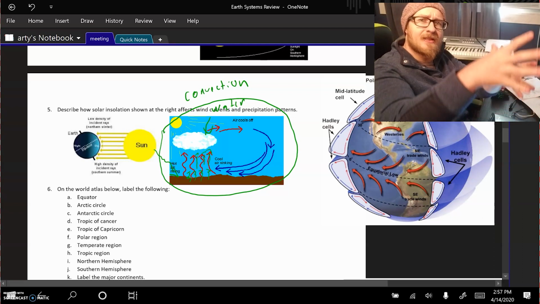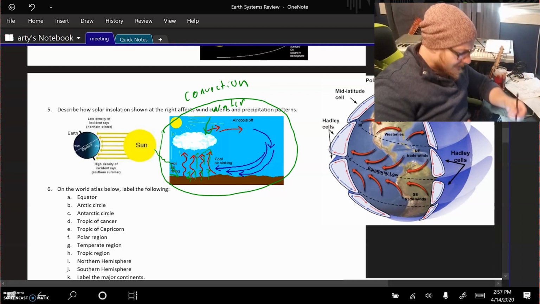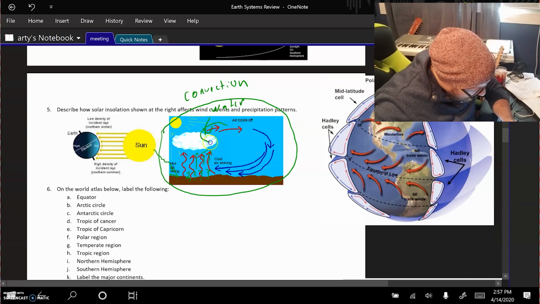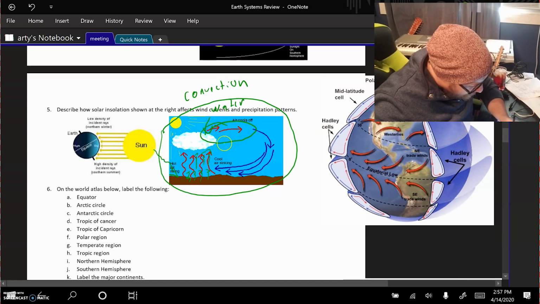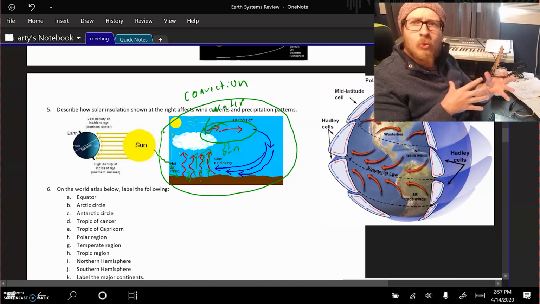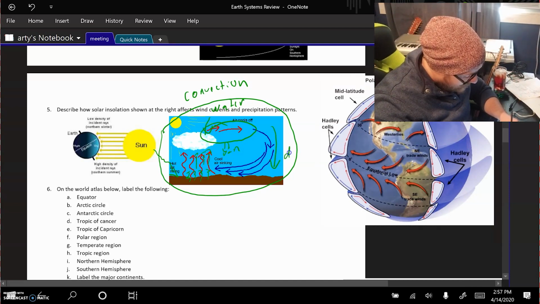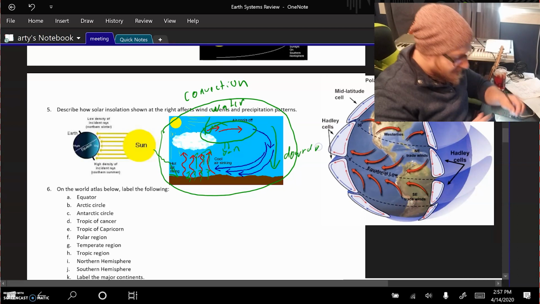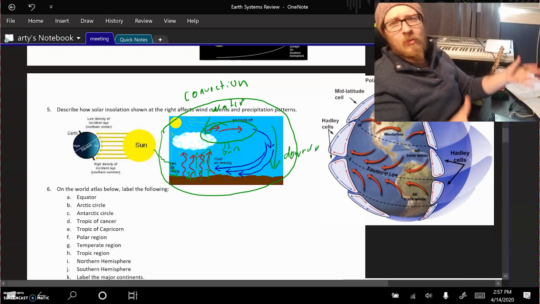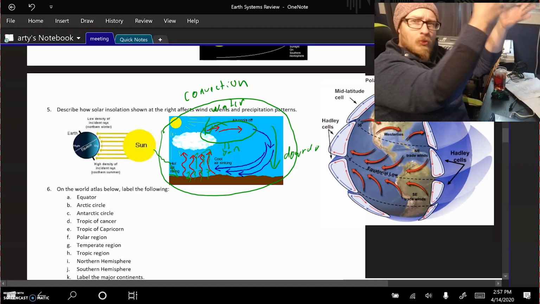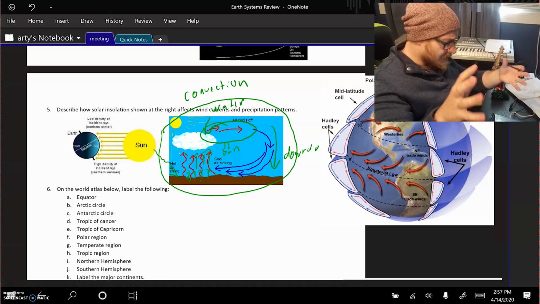As it rises and it starts to move, it's going to lose a lot of moisture up here. It's going to cause a little bit of rain. And by the time the air has cooled off and lost all of its moisture, you're going to get this downdraft area, right? Your downdraft. And that's your general convection cycle. Warm air rises, cold air sinks, and you create this movement of wind patterns.